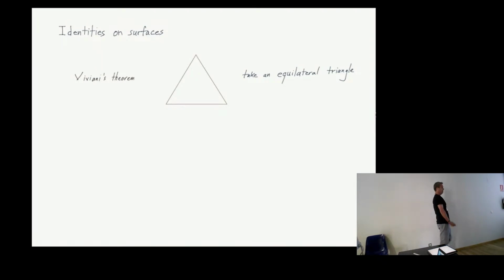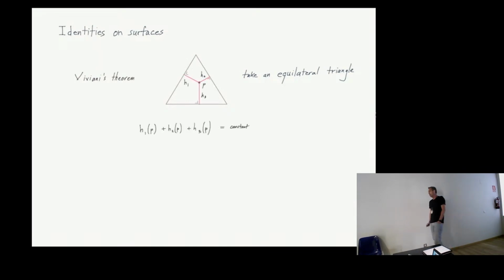So it starts off with just your usual equilateral triangle, and this is what you do. You take a point on that equilateral triangle, any point, and you look at the three orthogonals that reach the boundary of the triangle. You call them H1, H2, and H3. And Viviani's theorem is that when you sum these, the sum is equal to a constant. You can say, well, that's true for anything. But the point is that if you change the point P, the constant is still the same. That's the point of the theorem. So this is always the same constant.